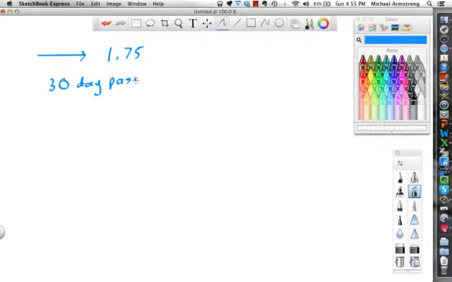A 30-day pass is $42. Write and solve an inequality to find the least number of one-way rides you must take for the 30-day pass to be a better deal. Okay, so when does the one-way rides become more expensive, or greater than the pass? This is really when does the one-way become greater than the pass? This is kind of our question.